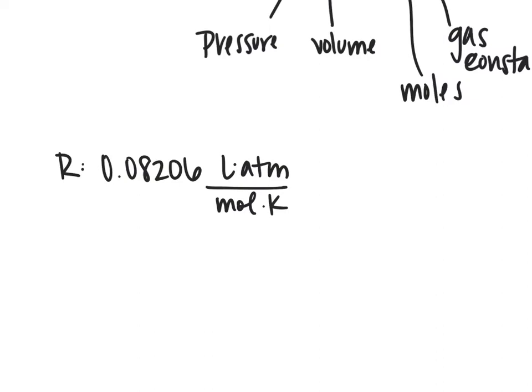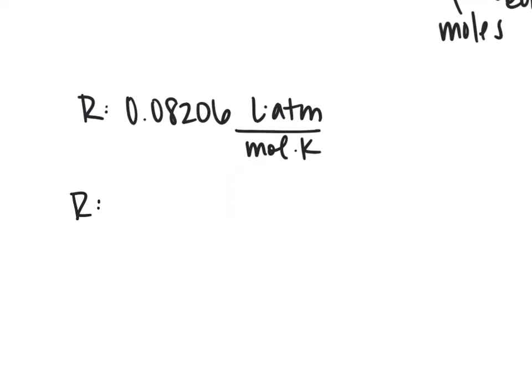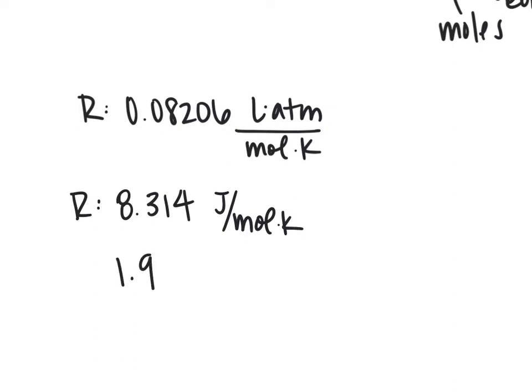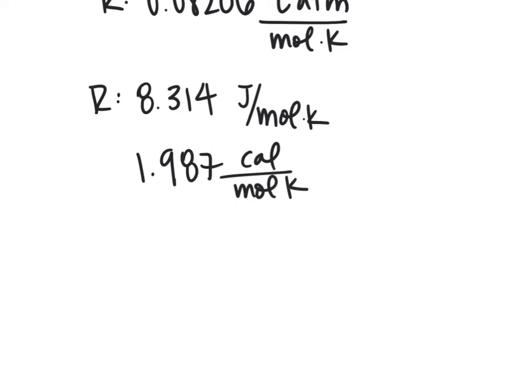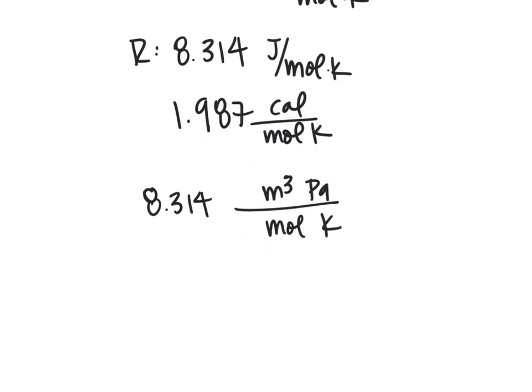Some of the other R values would be that R equals 8.314 joules per mole Kelvin. It also equals 1.987 calories per mole Kelvin. You could also get it in the units of meters cubed Pascal per mole Kelvin, and in that case, it would be 8.314. And the last value would be 62.36 liters torr per mole Kelvin.